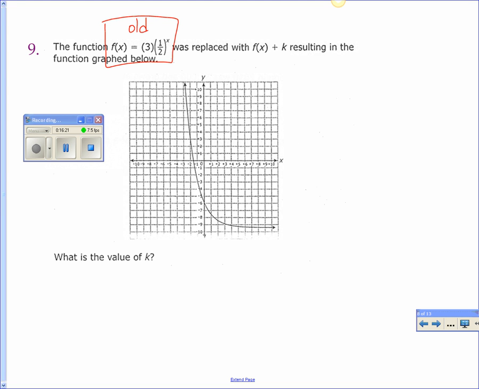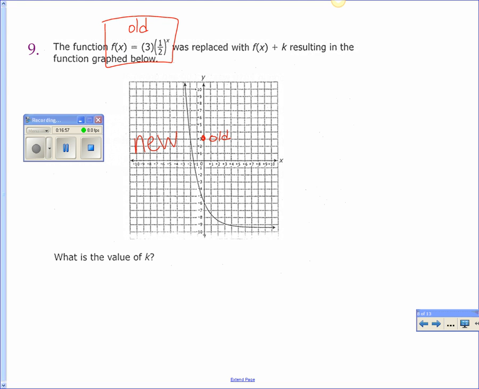Then they replaced this with the graph. So label your graph the new one. So this is the old function, and this is the new function. We have to figure out how they changed. So what was the starting value on the old one, Dylan? Yeah, so everybody put a point at 3 on your graph and label that point old because it came from the old function. So put a point at 3.